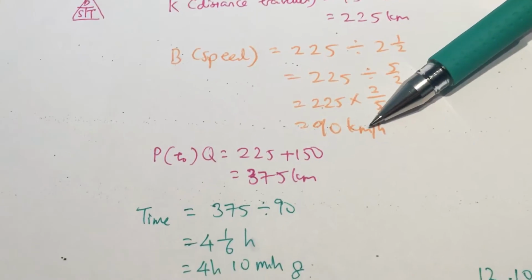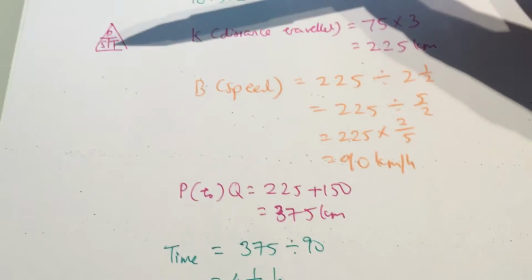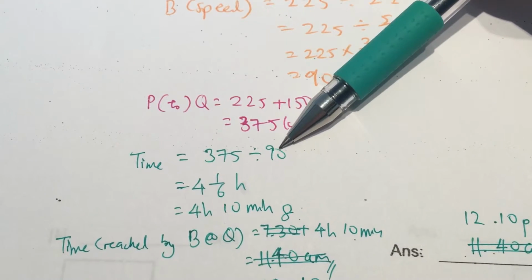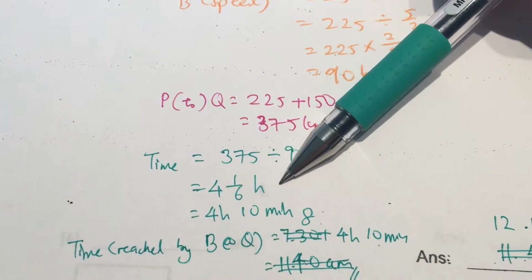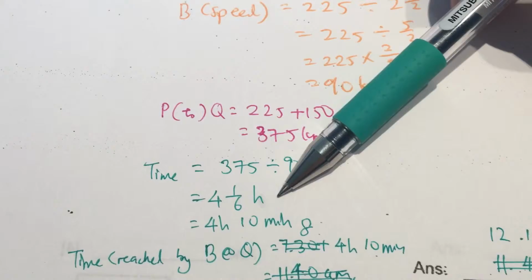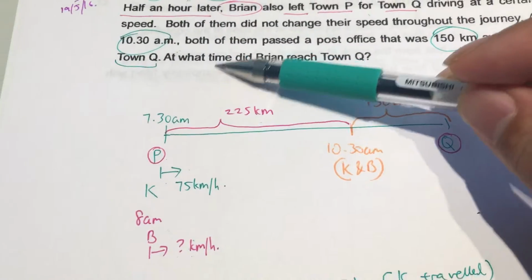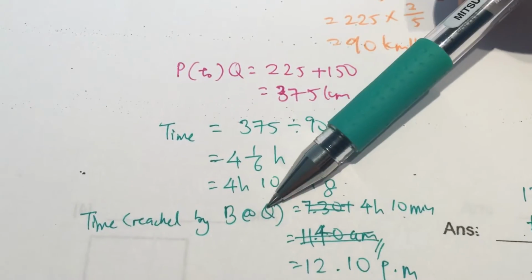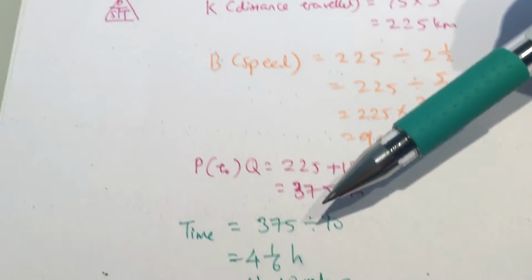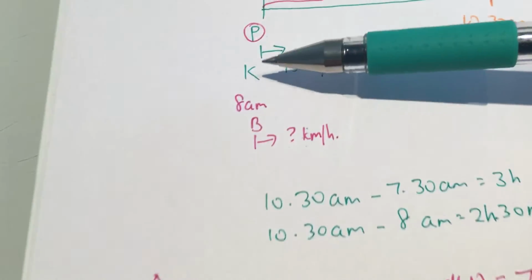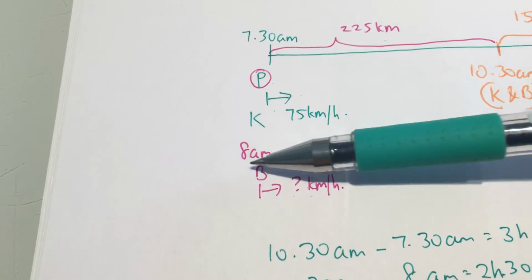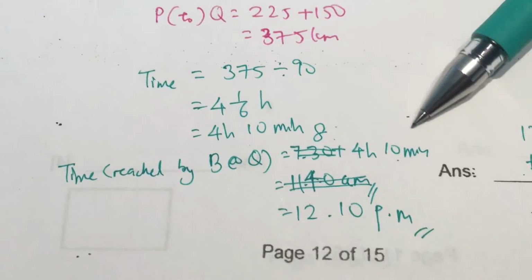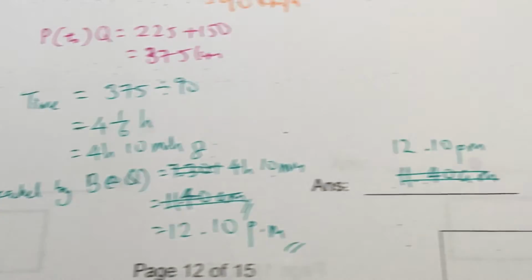Can we find the time? It is distance over speed, which is 375 over 90, which is 4 and 1/6 hours. You need to give it in terms of hours and minutes because you need to find what time it is, right? So that is 4 hours and 10 minutes. The time reached by B at Q is 4 hours and 10 minutes plus, not 7:30, plus 8. So we have 8 o'clock plus 4 hours 10 minutes, which is 12:10 p.m., and this is the answer.